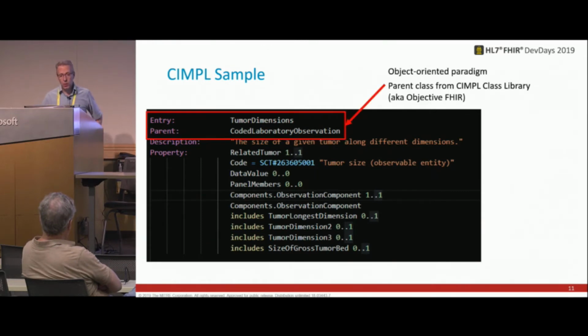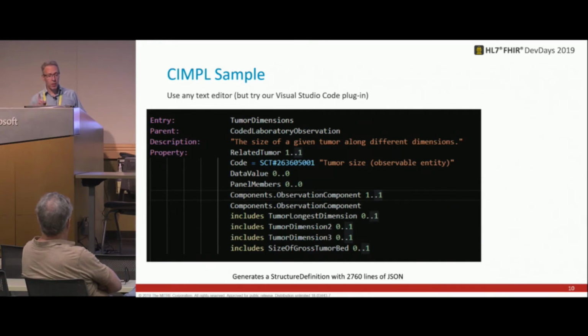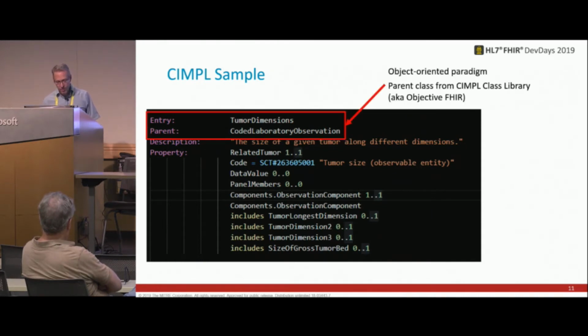I wanted to mention at this point that you can edit these files in any text editor, okay? Any text editor you want, whatever your favorite one is. We have a nice plugin for Visual Studio Code, so that one is attractive. And by the way, this description gives rise to almost 3,000 lines in a structure definition. So it's pretty compact compared to structure definitions. So let me walk you through line by line.